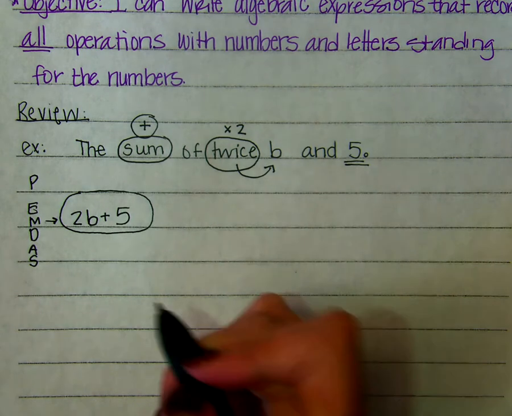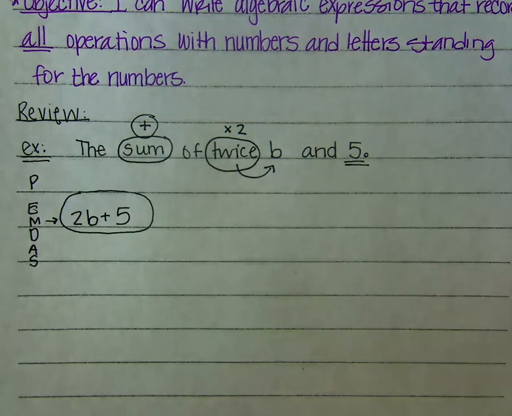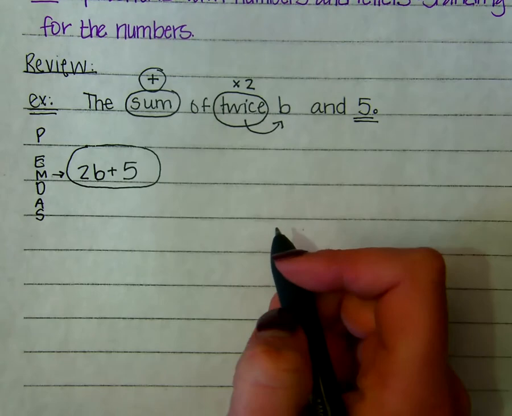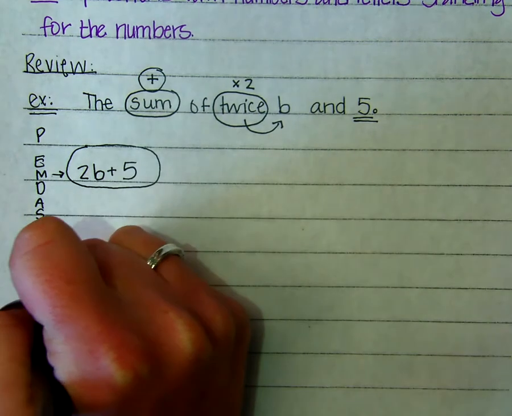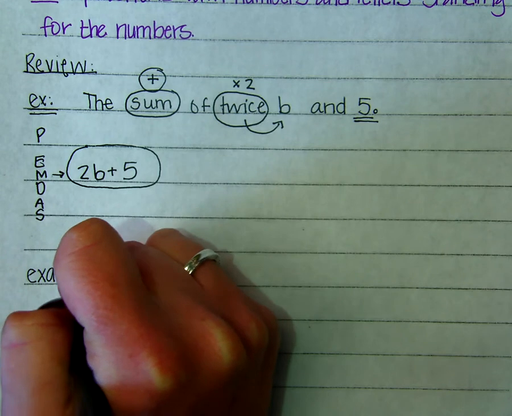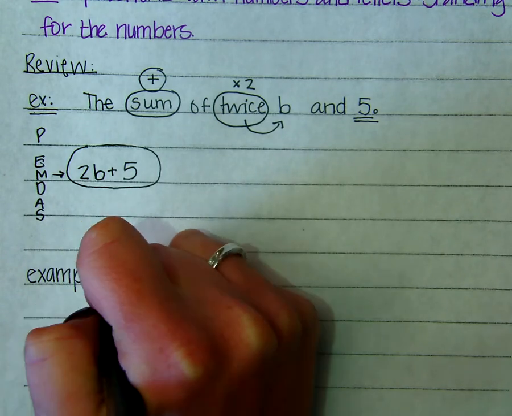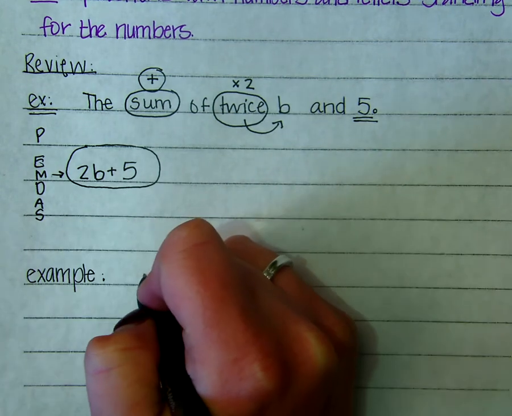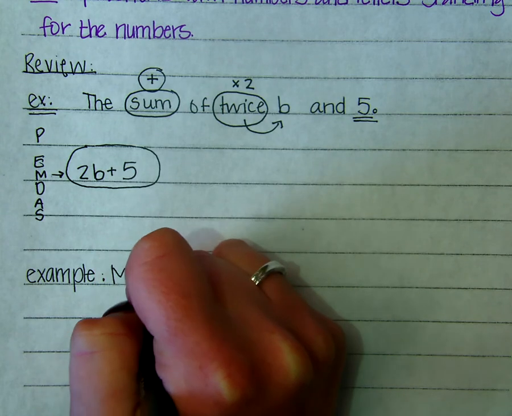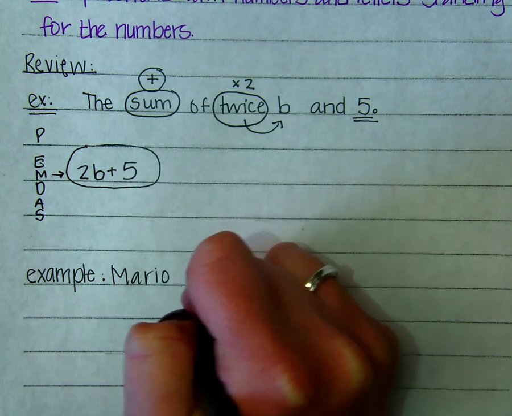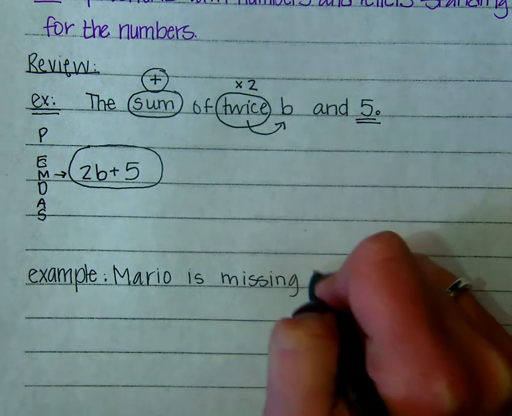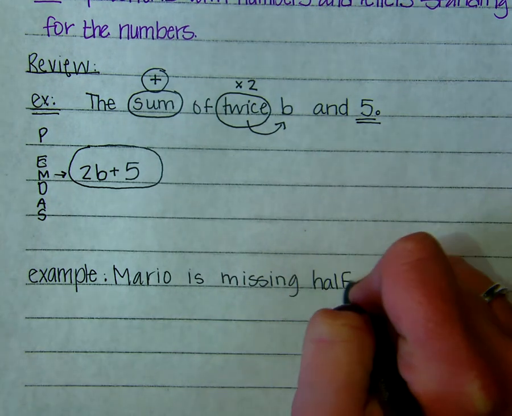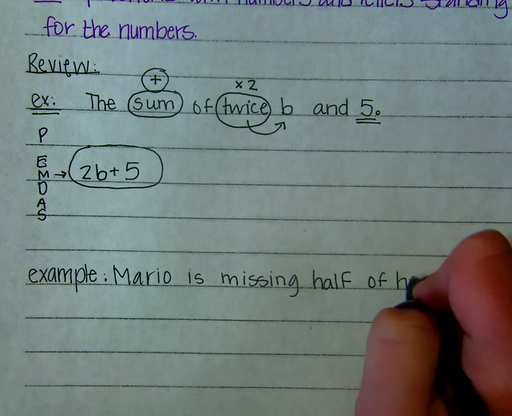Okay. Now this is what we've done in the past couple of days. Now I'm going to move just a little bit further into the lesson with another example. This is the actual example for the lesson, however. The example says Mario is missing half of his assignments.